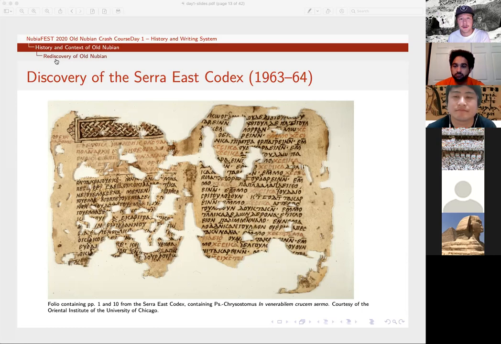This is, let's say, a philological argument. There's also a linguistic argument to be made to place the Sarah East Codex at the earliest stages of the written language that we have, because it contains forms that are not frequent or completely absent from all the later texts. It contains quite frequently a number of suffixes that are not in later texts, nor in modern Nubian languages. And so it's been our assumption that if they don't appear in other Old Nubian texts and they don't appear in modern Nubian languages, they're not an invention, but they're archaic.